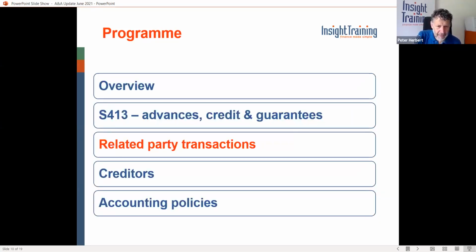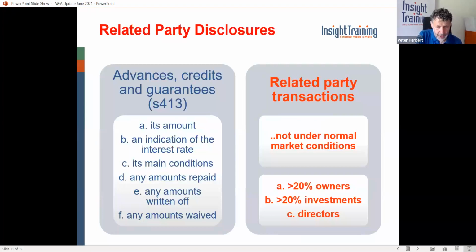Okay, let's then move on and have a look at related party transactions more generally. Let's go back to that earlier slide, and we're now looking at the right-hand side of that earlier slide. With this one, I've always felt that you've got to look at it in two ways, two aspects here.